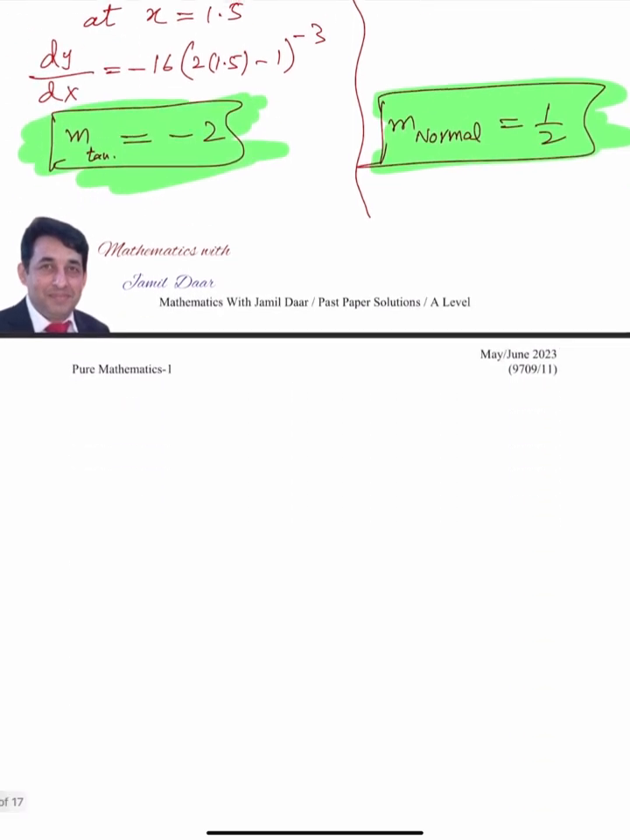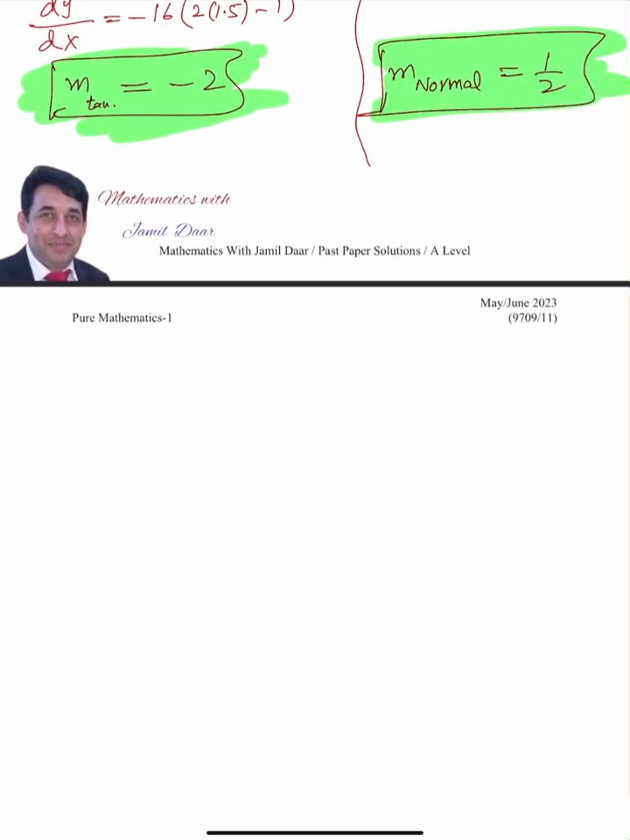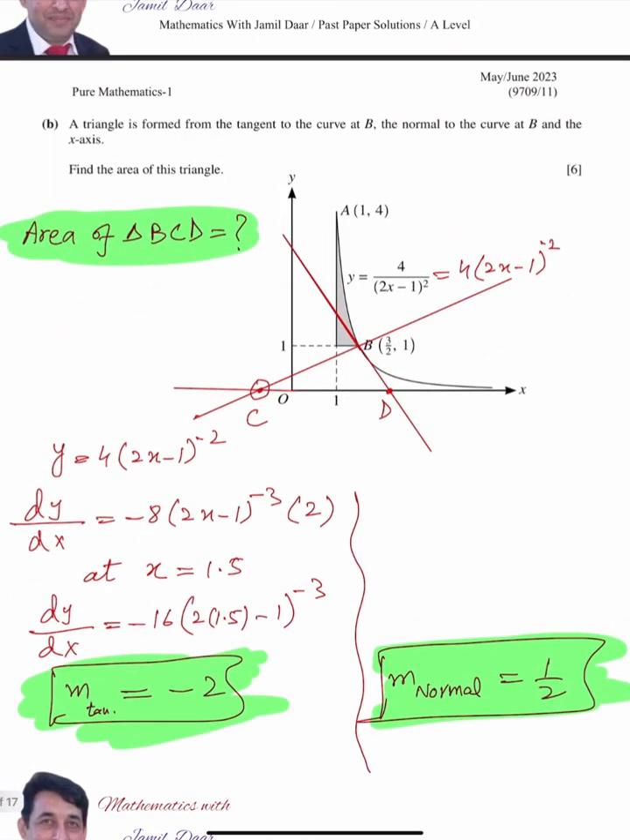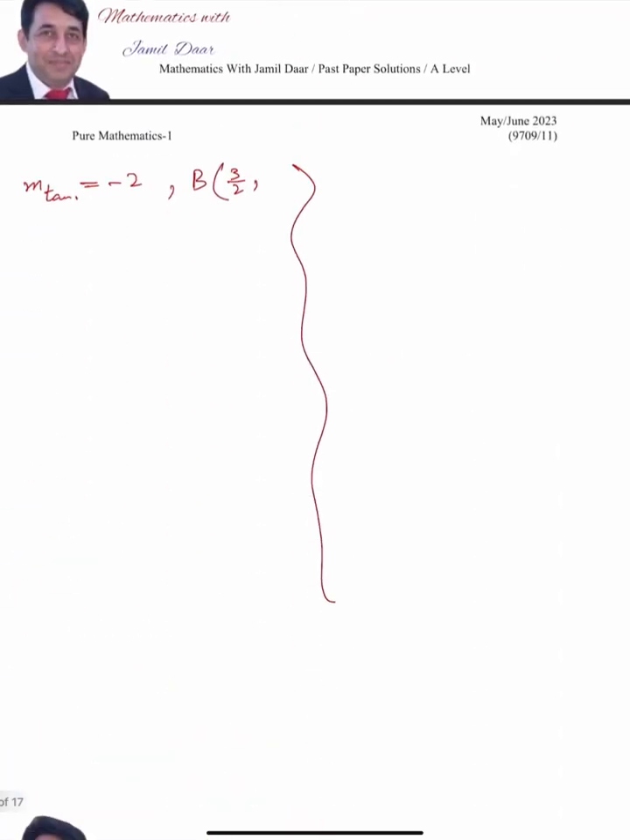Okay, we have an empty page. So m tangent is equal to minus 2, and passing through B, which is 3 by 2 and y is 1. The same way, gradient of normal is equal to 1 by 2, and B is 3 by 2 and 1.